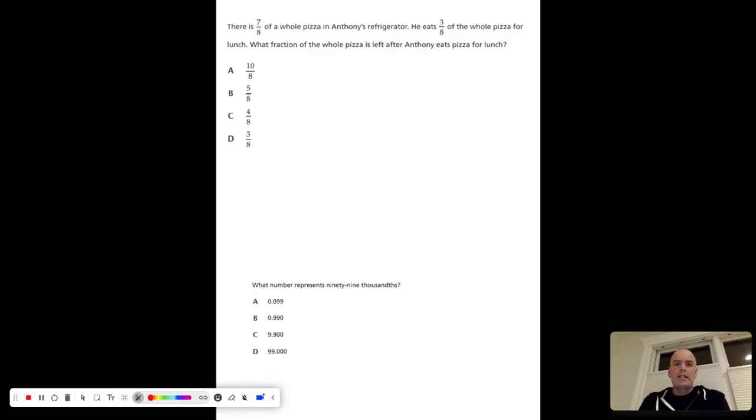First one. There were 7/8 of a whole pizza in Anthony's refrigerator. All right, Anthony. He eats 3/8 of the whole pizza for lunch. What fraction of the whole pizza is left after Anthony eats pizza for lunch? So here, there's something very important. We've been doing multiplications of fractions, like 1/4 of 1/2, that kind of thing. But the key is the "of" has been like of the thing left over. But in this case, he has 7/8 of a whole pizza left over, and he eats 3/8 of the whole.